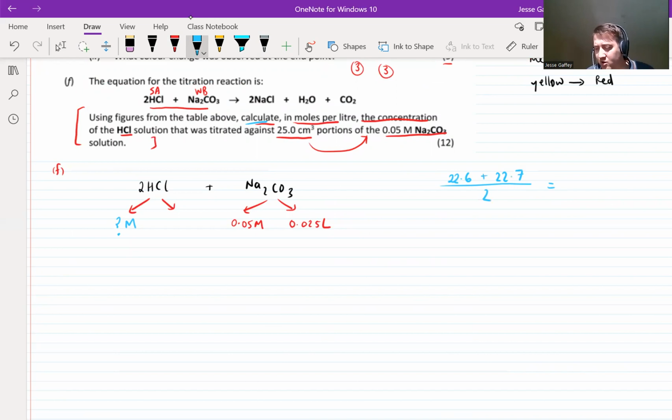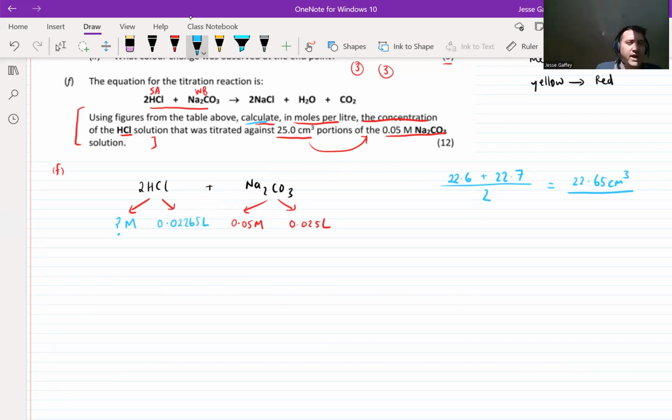And of course, the answer you should get on your calculator here is 22.65, and that's centimeters cubed. Now, I need that volume in liters to put here. So if you didn't already do this, convert that to liters for me now. Pause the video and do that. Okay, so what you should have got here is 0.02265 liters.